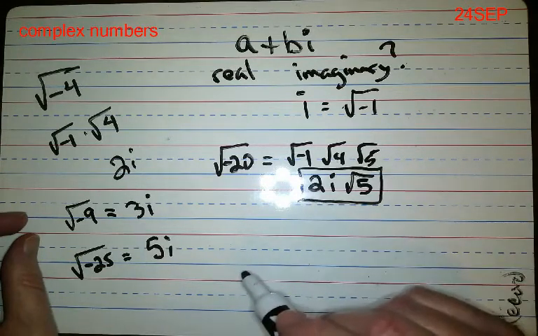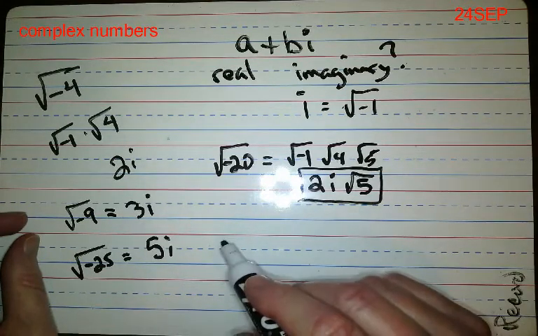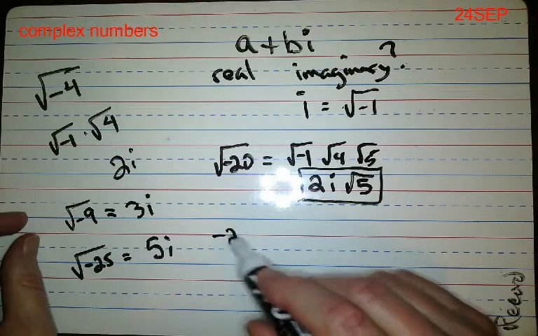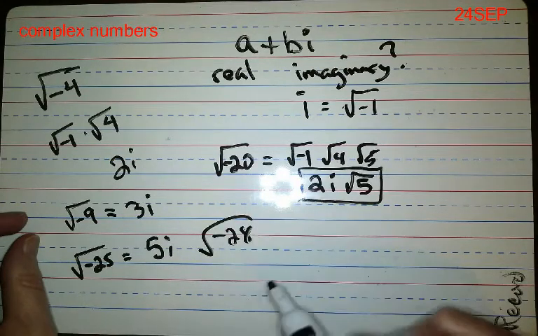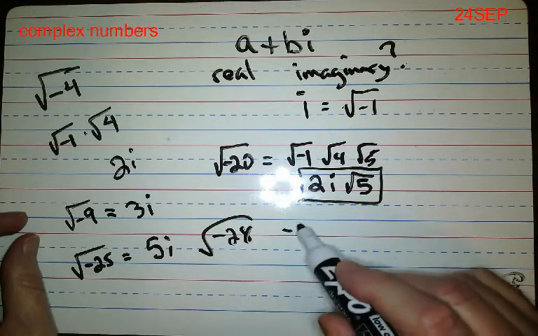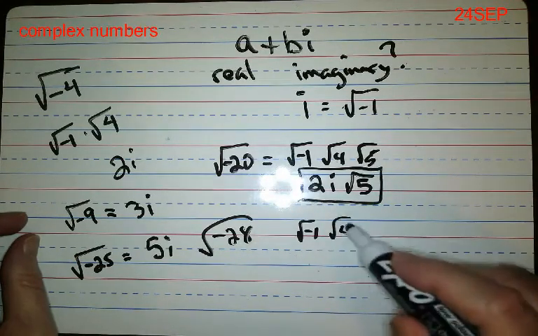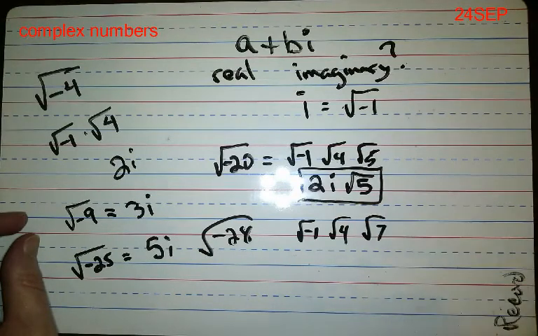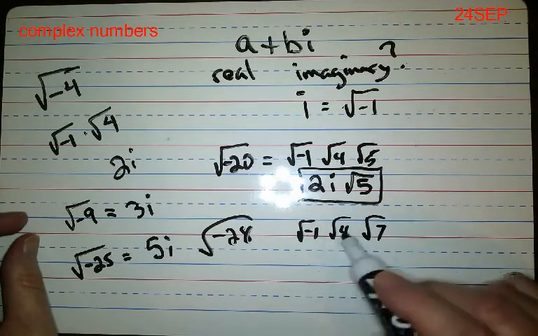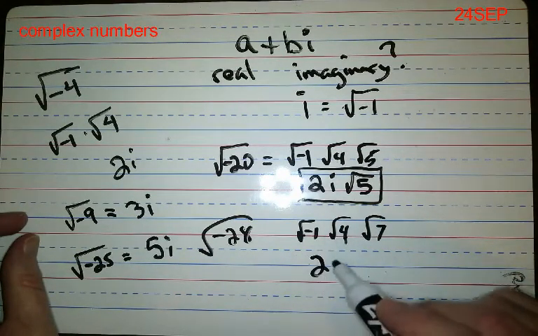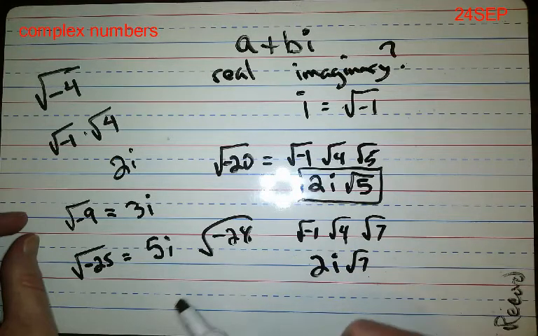Let's try another one. What if we had -28 underneath there? Well, then I know that that's -1, and 4, and 7. Well, this is 2i right here. 2i, radical 7. Ta-da!